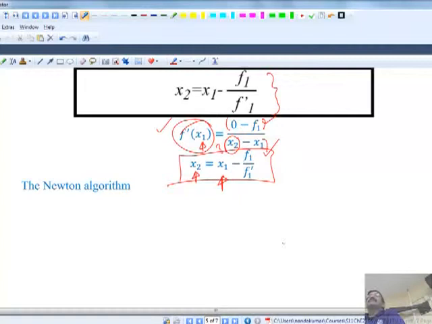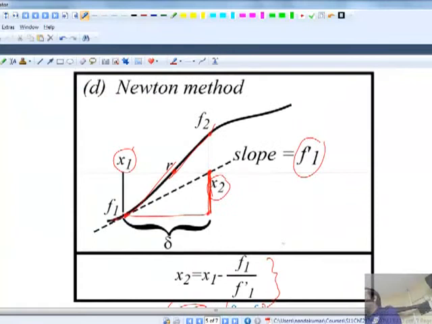Okay. So if I have a function that does this, and my guess happens to be here, I calculate the function, and I calculate its derivative. The derivative is 0. So I get a divide by 0. So it suffers the same problem as the secant method does. It is not guaranteed to converge. But when it converges, it converges faster than the secant method. We say that it converges quadratically, mathematically, and we will see what it means.